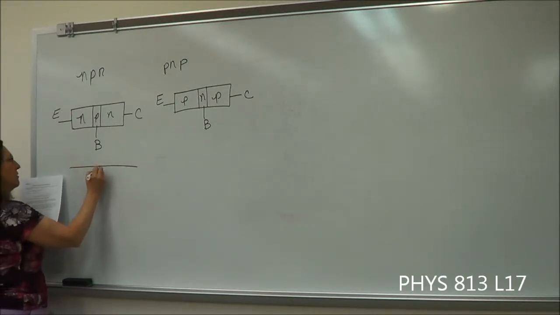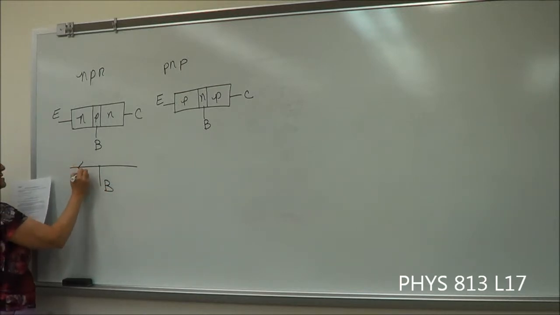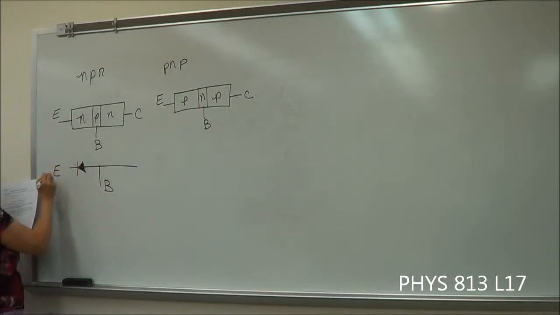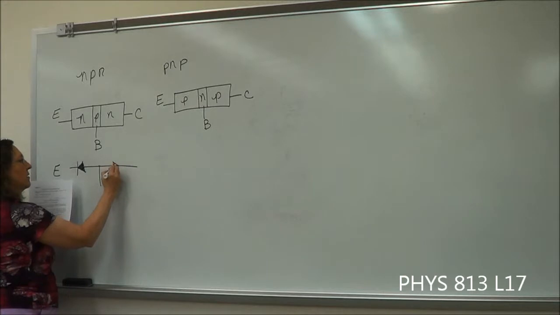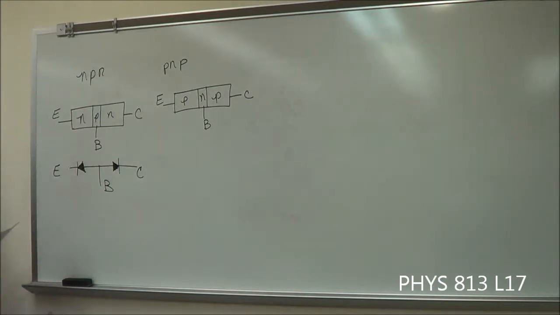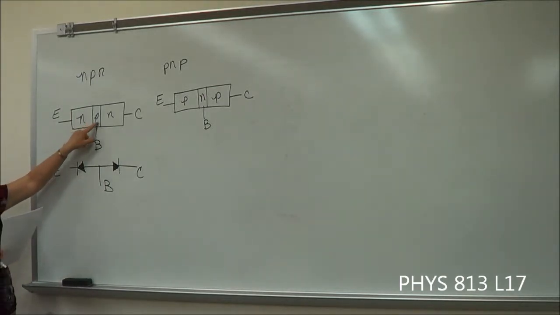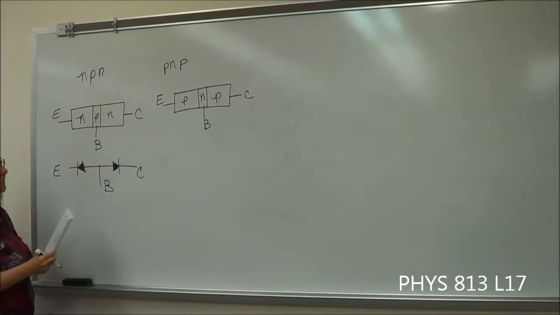So here, this is the base, and this is a diode pointing to the left. So we have the emitter, which means that the current could come out toward the left. Here, the diode is pointing the other direction, and this is the collector. So from the P to the N, that is the direction the current would flow.